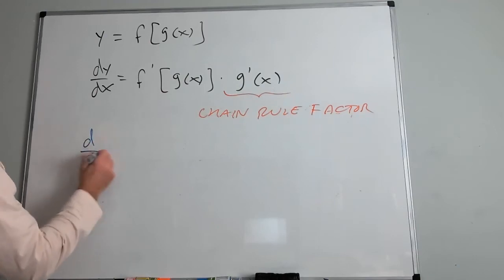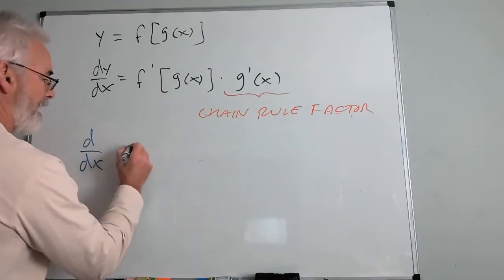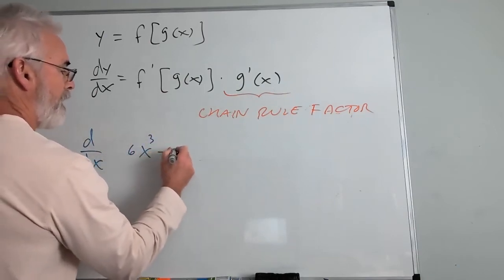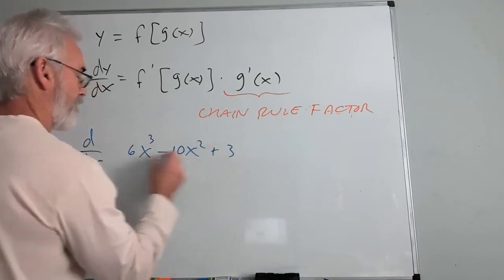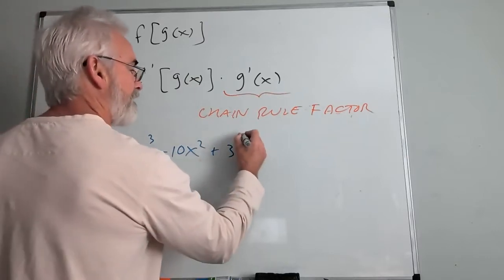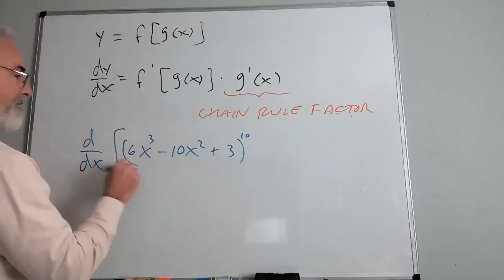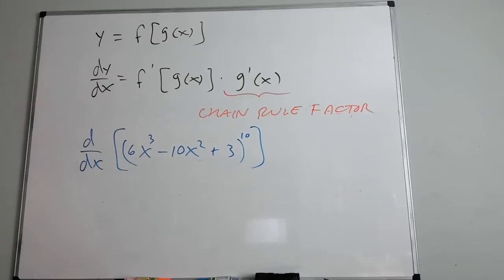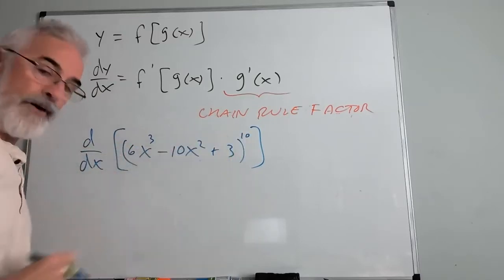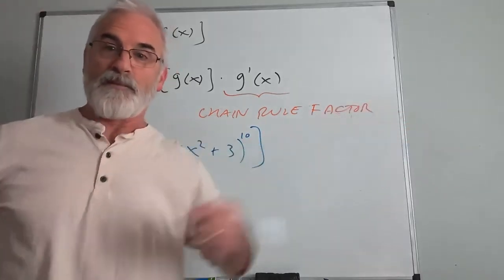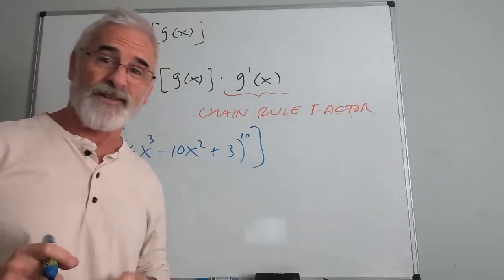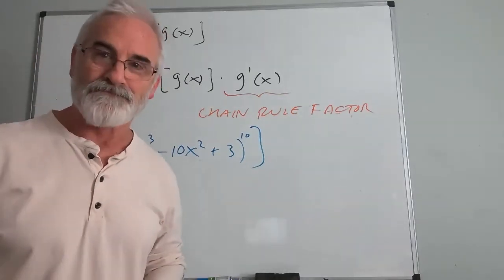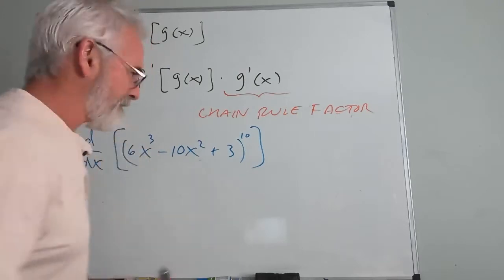So I want to differentiate, let's say I have 6x cubed minus 10x squared plus 3, and I'm raising that to the 10th power. All right, let's have some fun. And I want to differentiate that. Well, there's two ways I can do this. I can multiply this out. You know, that'll take me a little while. Differentiate that and then refactor it. And that might take me, well, you know, the rest of the day. That's probably a bad idea.